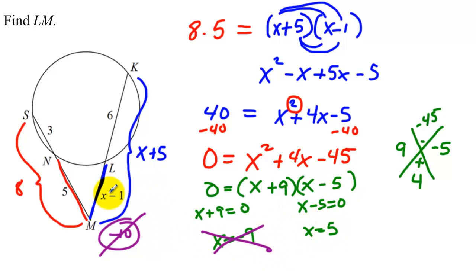How about x is 5? Is that going to cause any issues? And it doesn't. I've got 5 minus 1 is just 4, and I can be 4. LM is 4. And that's actually the question. So we just answered it. LM is 4.